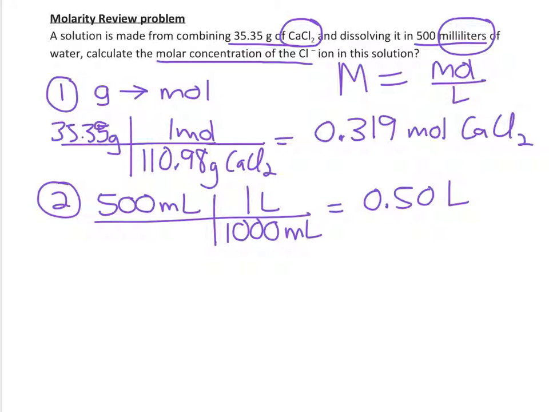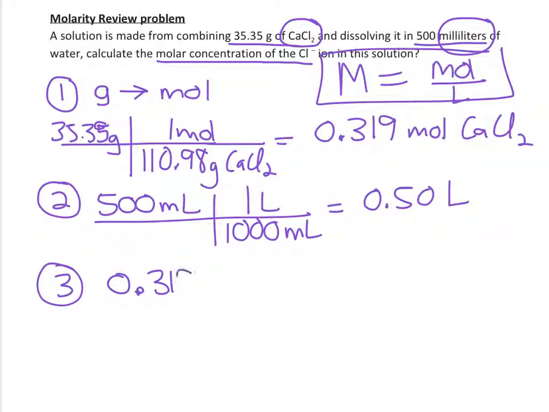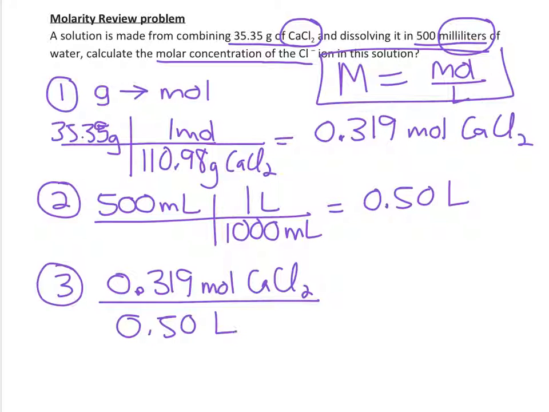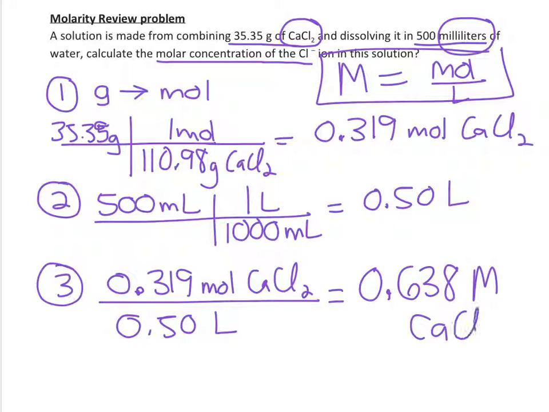Okay, so hopefully you're already seeing what our next step will be, and that's to calculate molarity. Molarity is moles over liters. So 0.319 moles of calcium chloride on top, and 0.50 liters of water on the bottom. And when we go ahead and divide those, we get 0.638. And this is the molarity of our calcium chloride solution.